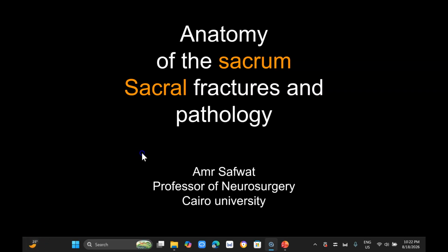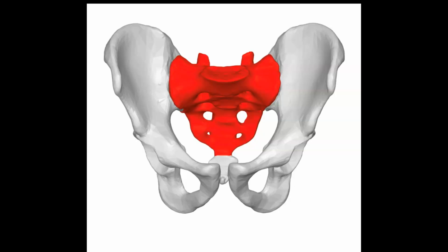So, starting with the anatomy of the sacrum, as you all know, the sacrum and the coccyx are the last part of the vertebral column, and it is uniting the two iliac bones together, forming the posterior wall of the pelvis and articulating with the iliac bone with one of the strongest joints in the body, which is the sacroiliac joint.